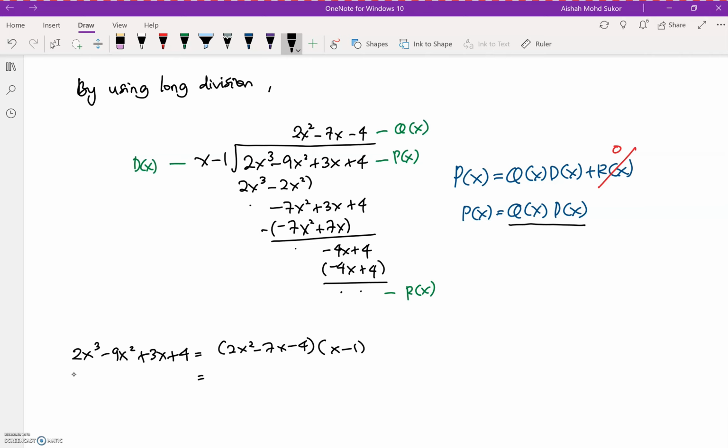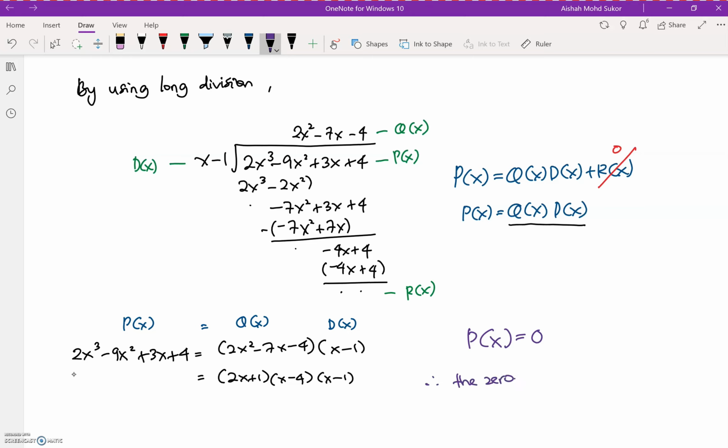To find the zeros, we have to factorize the polynomial completely. So you have to factorize the quadratic as well. So here you have 2x plus 1, x minus 4 and x minus 1. To get the zeros, let p(x) equal to 0. Therefore, the zeros are negative 1 over 2, 4, and 1.